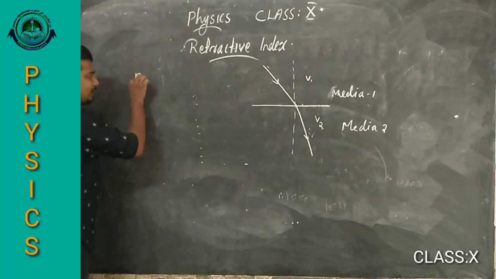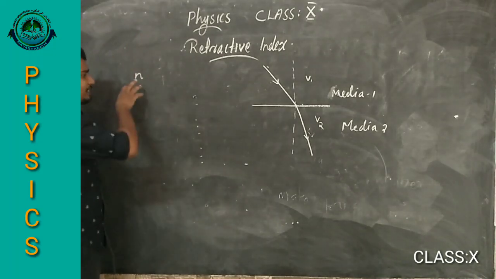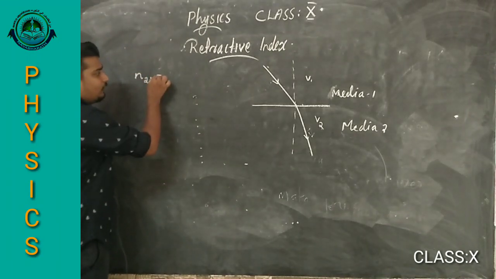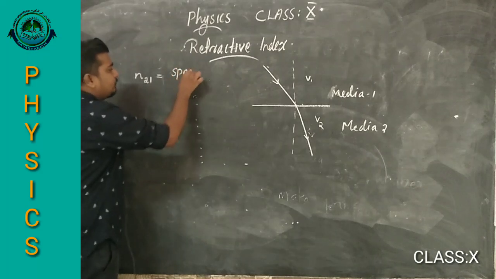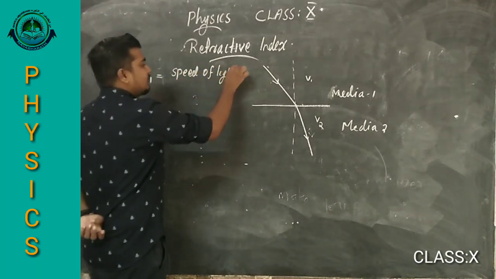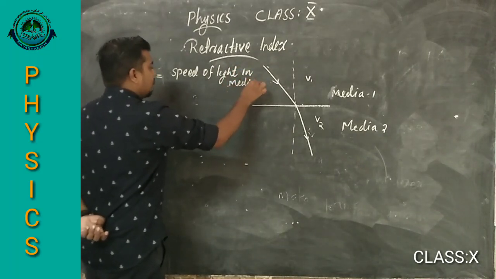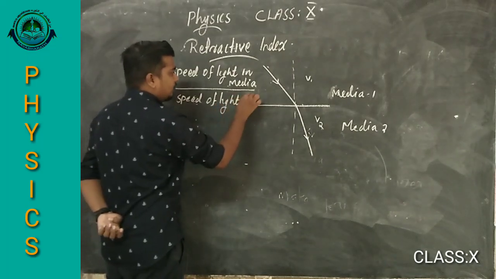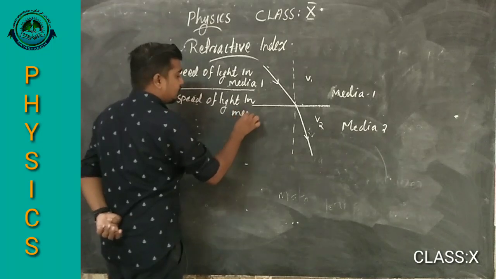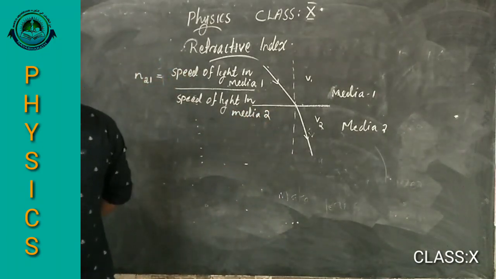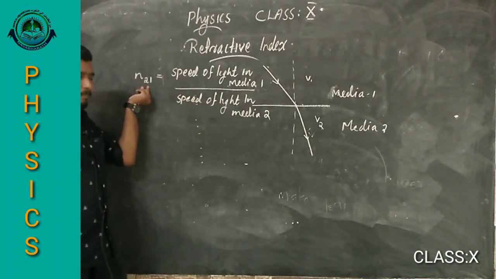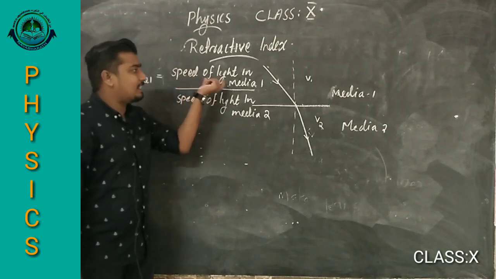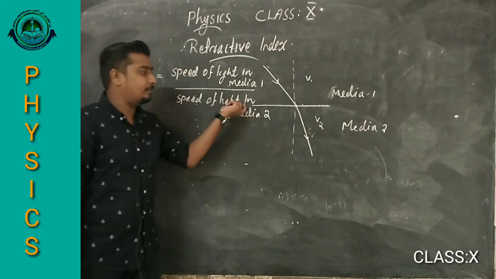What is the symbol of refractive index here? n. The refractive index of second media with respect to first media is equal to the speed of light in media 1 divided by the speed of light in media 2. That is, the refractive index of second media with respect to first media is equal to the ratio of speed of light in media 1 to the speed of light in medium 2.